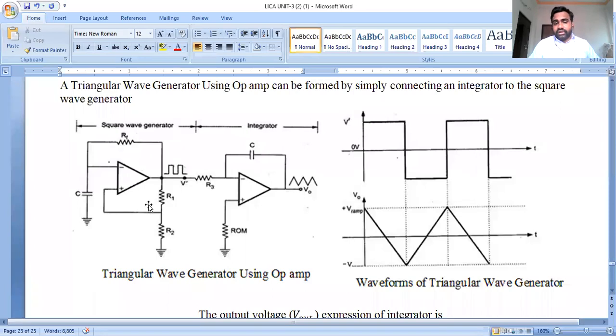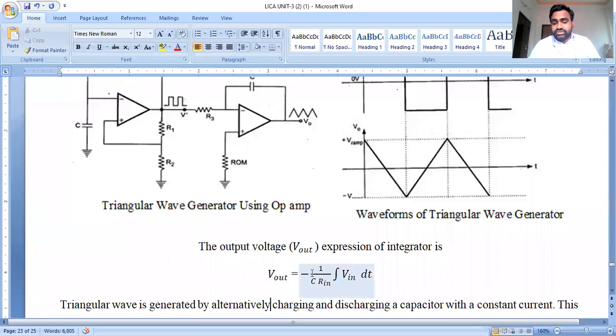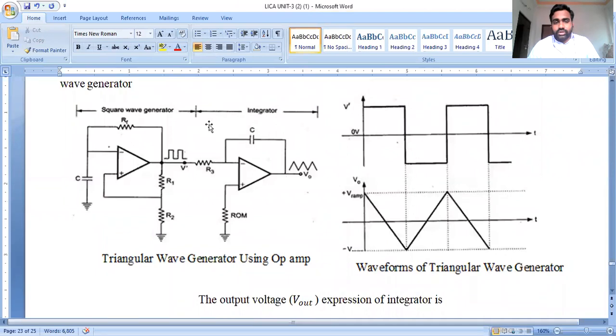The output of the square wave generator is simply connected to an integrator. The output voltage of the integrator, V output, is proportional to the integral of the input. This is an inverting type, that's why you have the minus sign here. The output is the inverse of the input in an integrator application. So I am simply connecting a square wave generator next to the integrator.